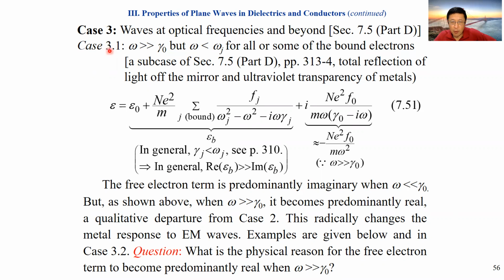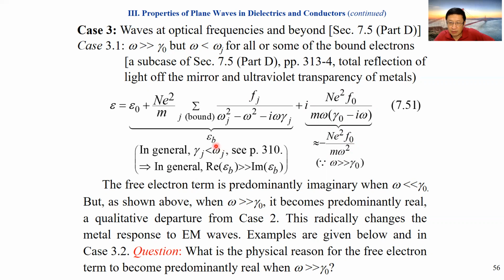Consider case 3.1. This is a generalized dielectric constant. Omega is greater than gamma zero, so the imaginary part plays a very important role. We have minus i here, we have i here, so therefore this part is real. That's very interesting. This part is real. The conductor term becomes real, but negative.